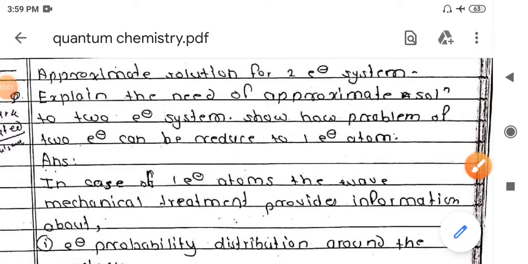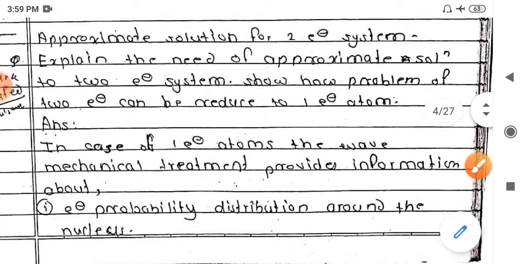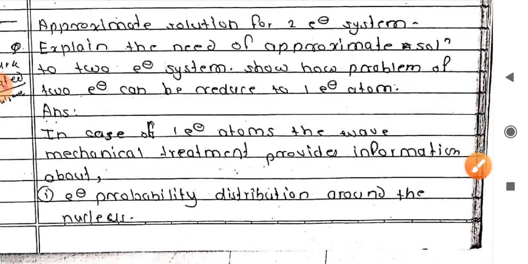So welcome back. In the previous lecture we have seen why we should use the approximate methods, because there is a limitation: electron repulsion is generally not considered for obtaining the wave functions. So these approximate methods will involve the wave function for the two electron system or the more than two electron, any multi-electron system.